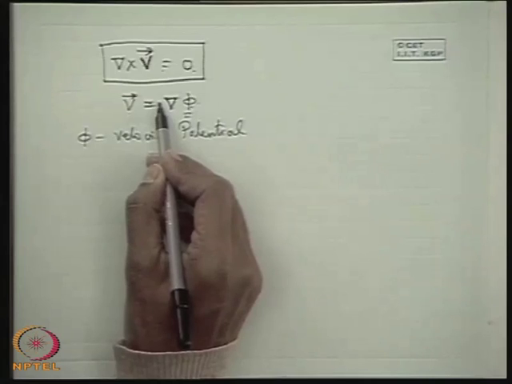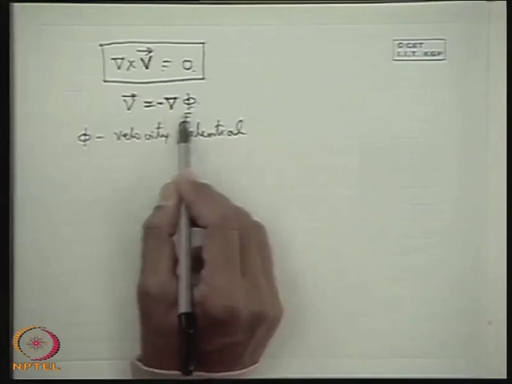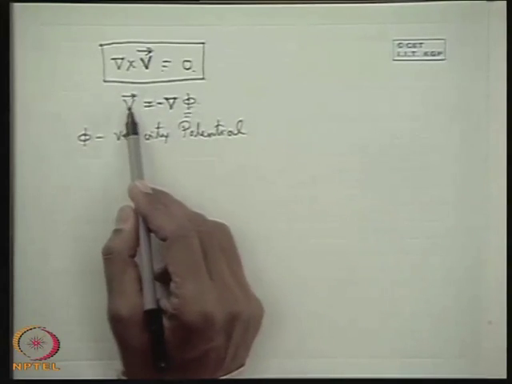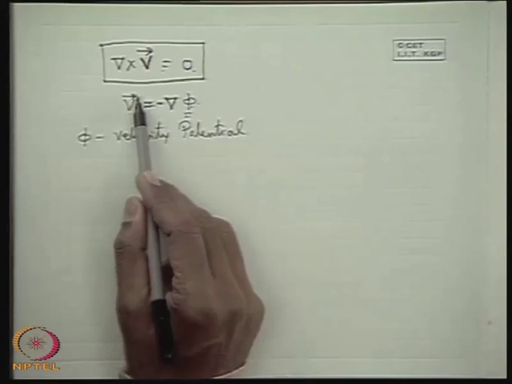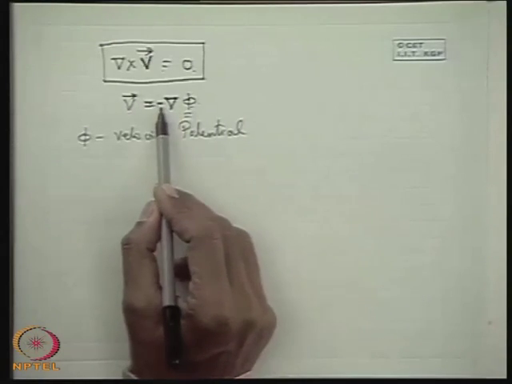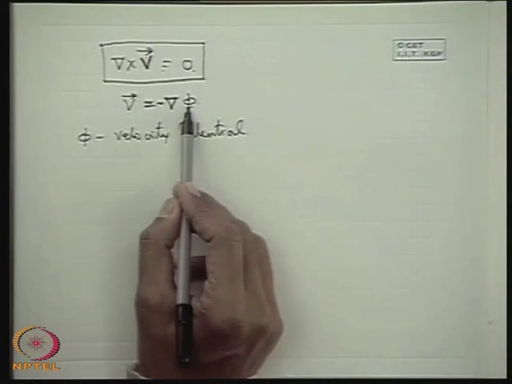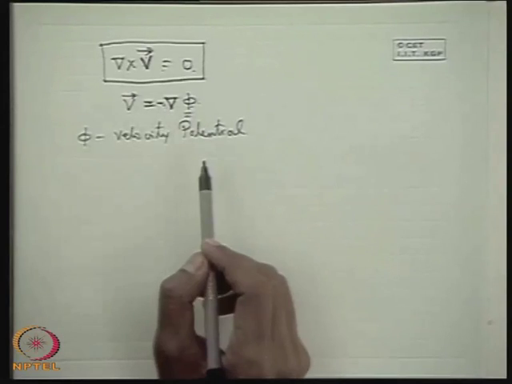Now, a negative sign is deliberately used to make this similar to all phenomenological equations, where any flux is proportional to the negative gradient of the potential function. So therefore a negative sign is implied.